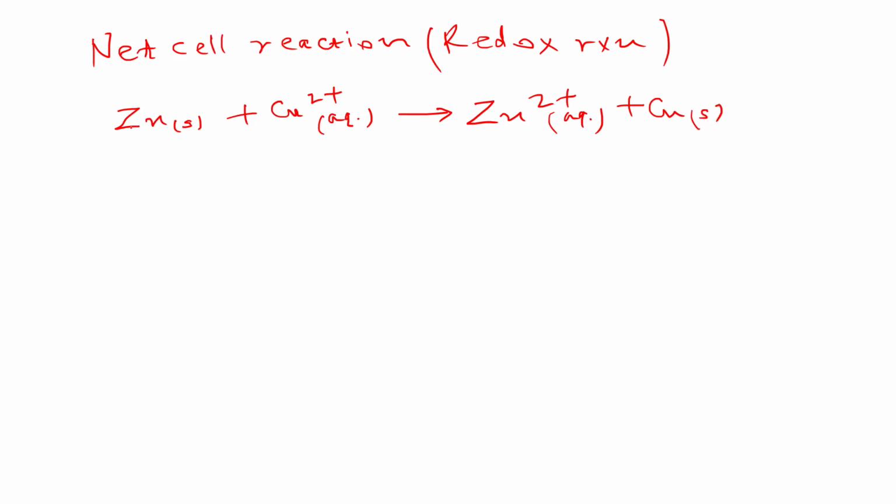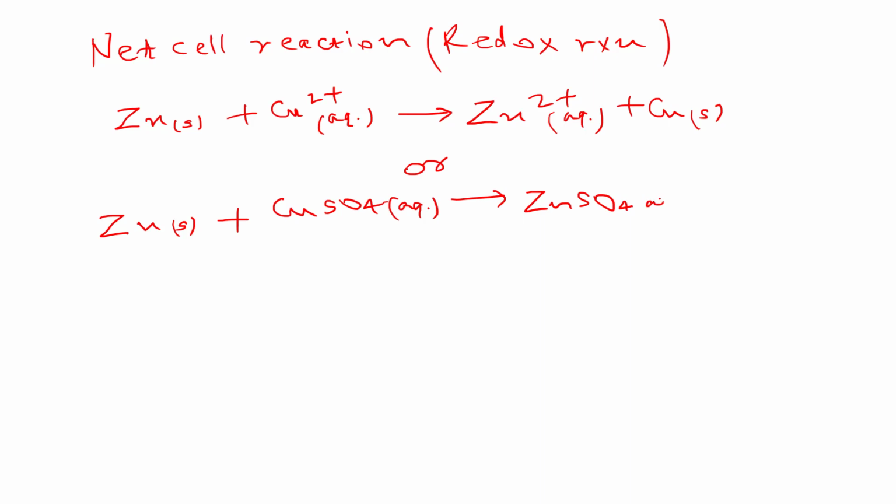As we know, here the oxidation number of zinc is increased, it is oxidized, and for copper it is decreased, so it is reduced, and this reaction is a redox reaction. Here we have written this reaction in ionic form, and we can write the net cell reaction also in molecular form. So in molecular form, zinc reacts with copper sulfate aqueous solution to form zinc sulfate aqueous solution plus copper metal, or we can say solid.